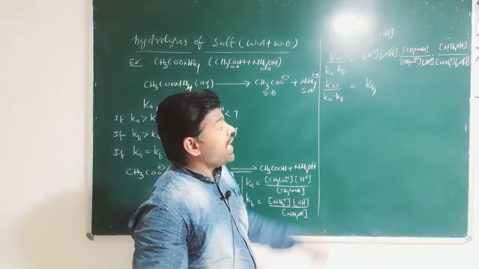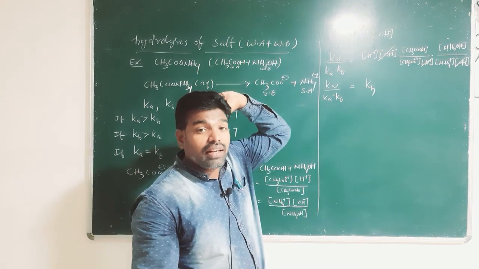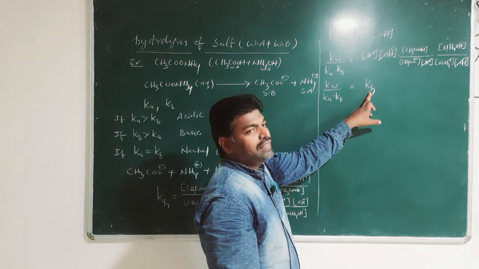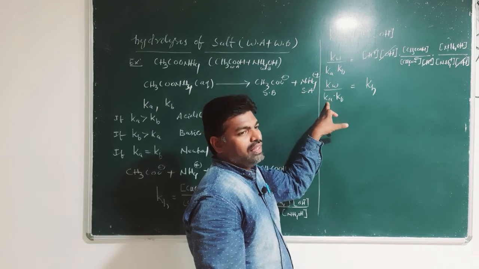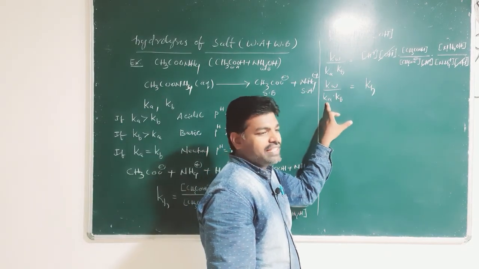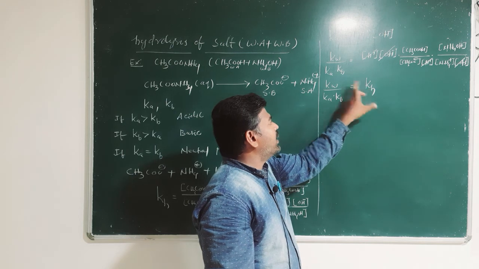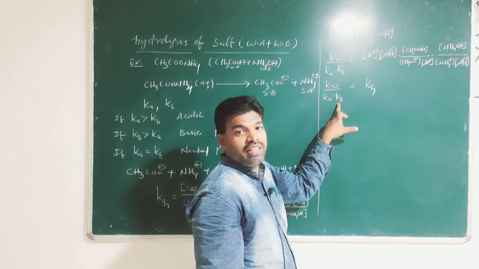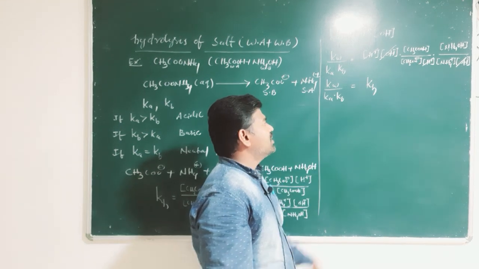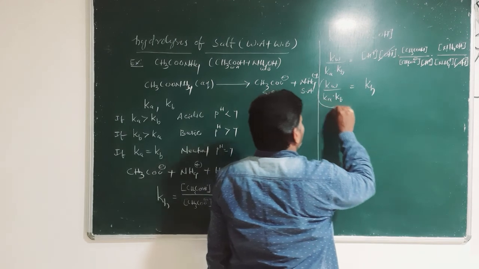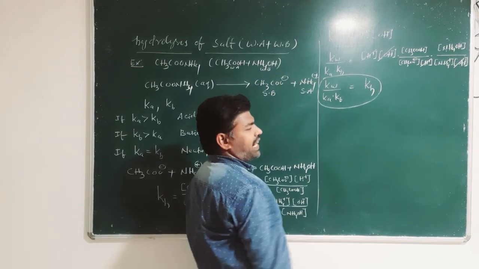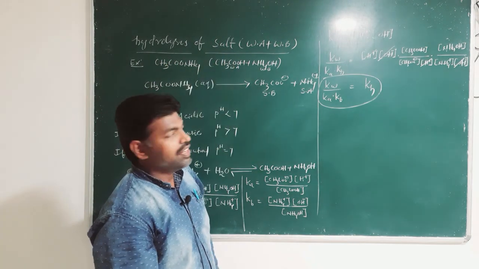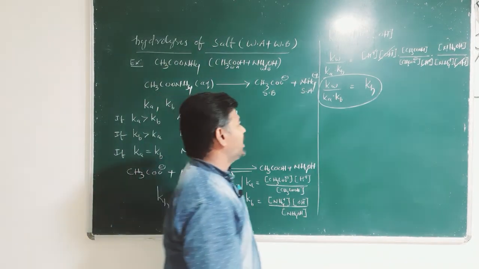Whereas in the case of other salt hydrolysis, Kh is equal to Kw by Ka if the acid is a weak acid, and Kh is equal to Kw by Kb if the base is a weak base in the salt combination. So, this is a different characteristic of the hydrolysis of a salt derived from weak acid and weak base.